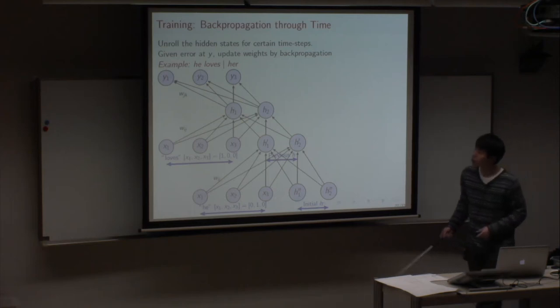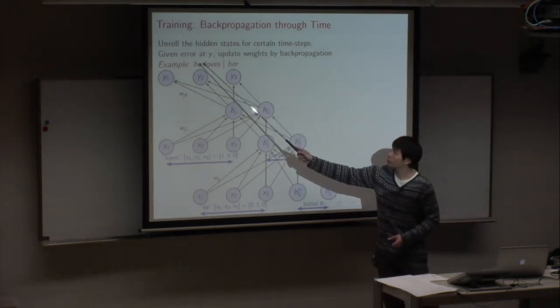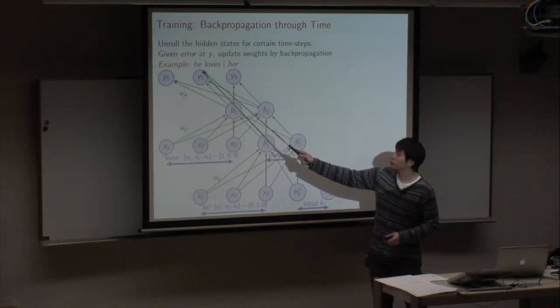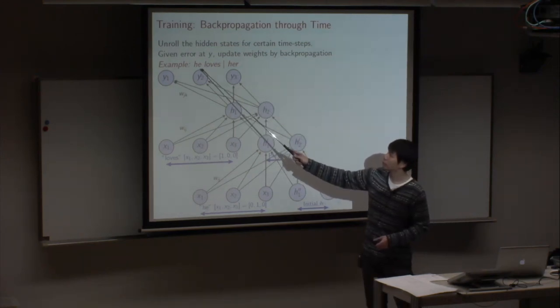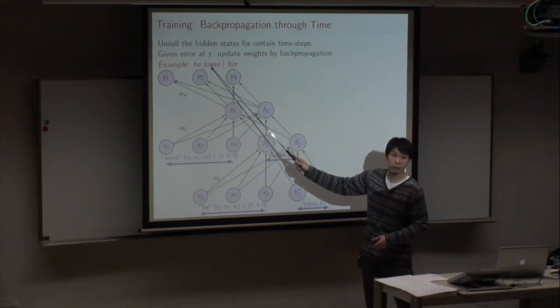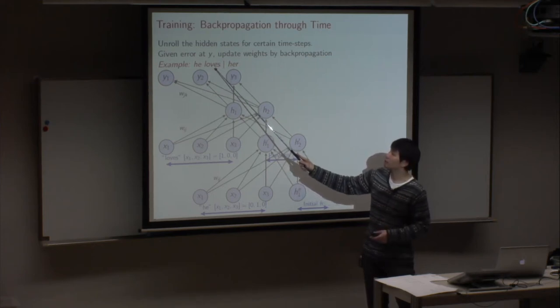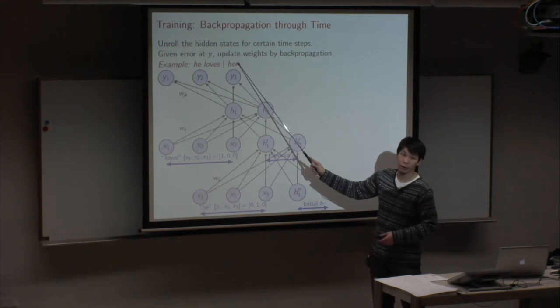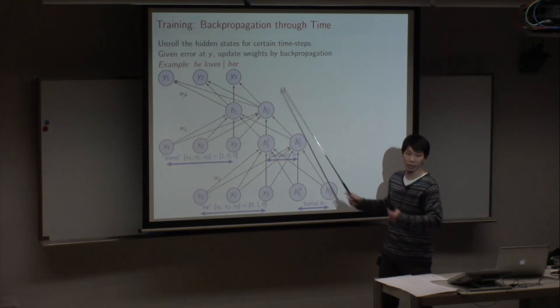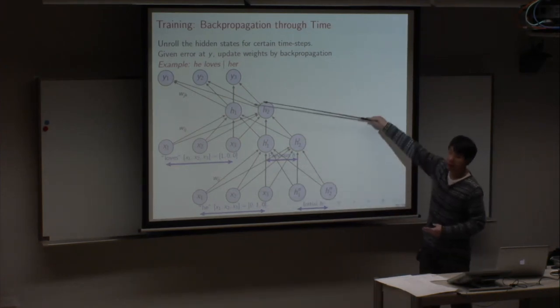So actually, the question is about training. Training is actually very simple. You can think of it as your training data is actually your sentence. First of all, you observe the word he, and then observe the word loves. From he, you want to predict loves, so loves is your output in the first time step. In the second time step, you already observe loves, and you want to predict her. So that's your training data in the second time step. Basically, you're using the input sequence as both the input and the output.